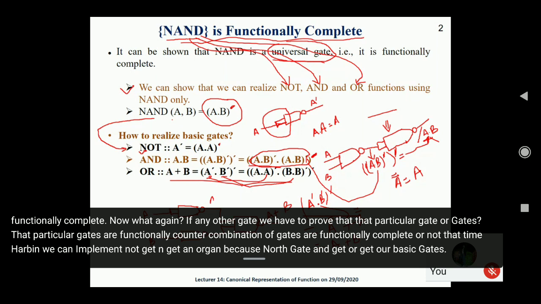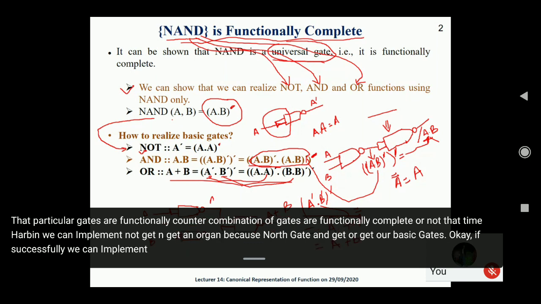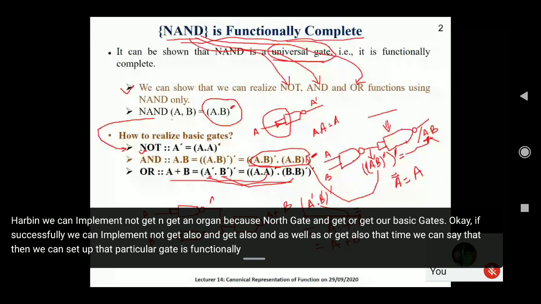Okay, if we can successfully implement the NOT gate, the AND gate, as well as the OR gate, at that time we can say that that particular gate is functionally complete. So here, the NAND gate successfully does this.